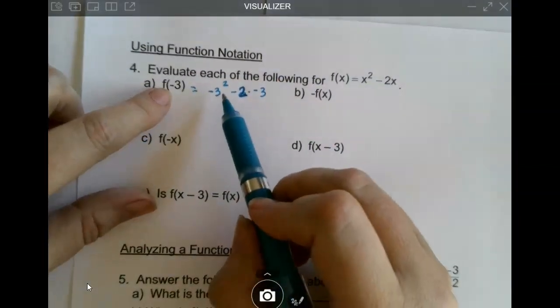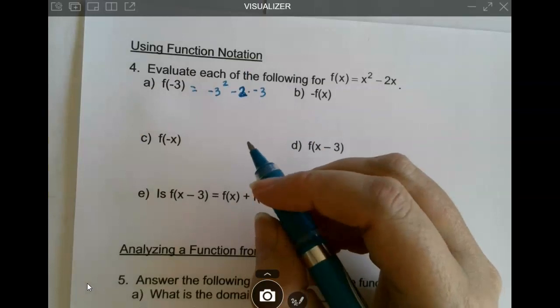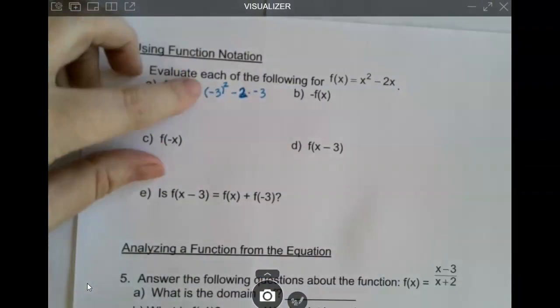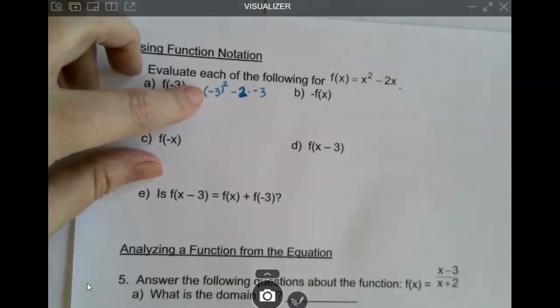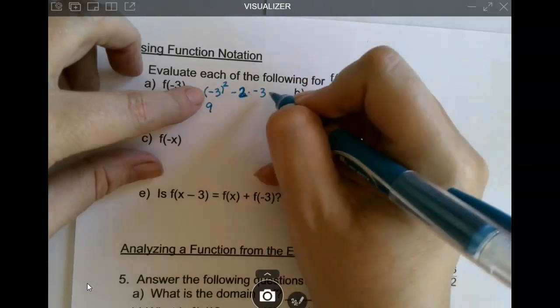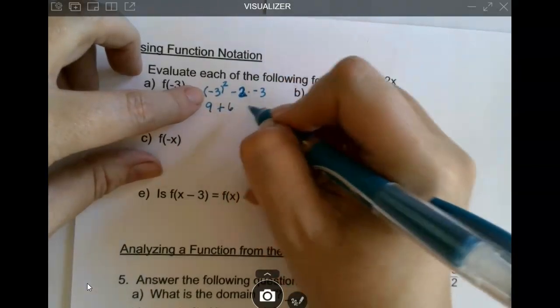Well, what I have to remember is negative 3 squared. If you try to do it on your calculator and you aren't careful with putting in the parentheses, you're going to get it wrong. So we want to make sure that this is a positive. Negative 3 times negative 3 is positive 9. And then negative 2 times negative 3 is positive 6. So we get 15.